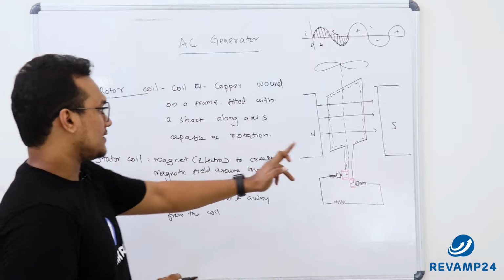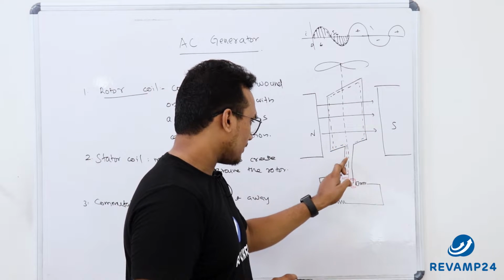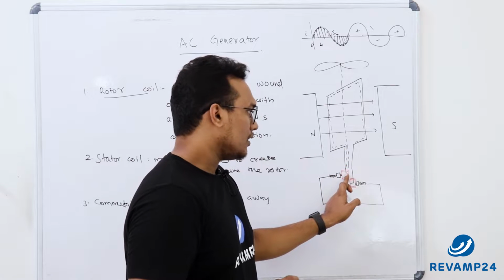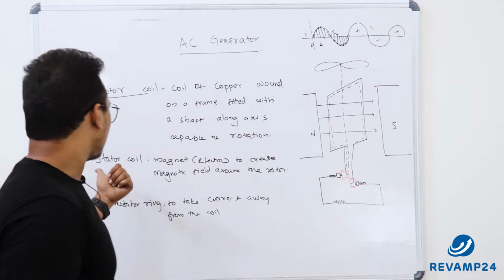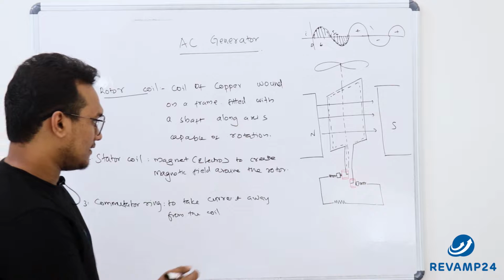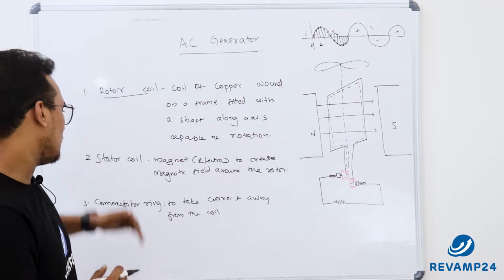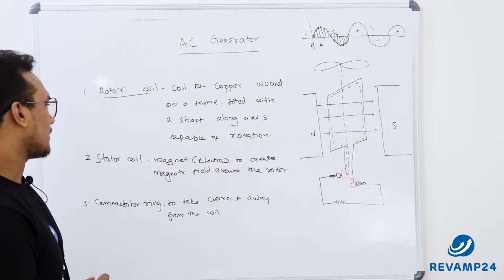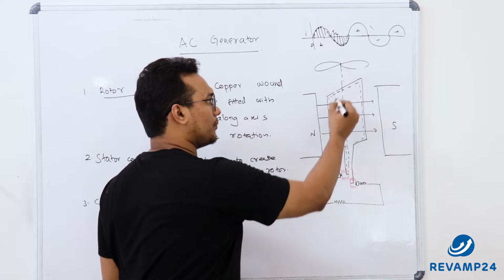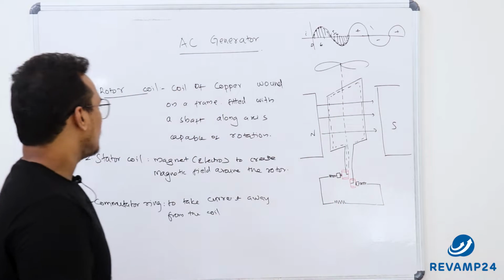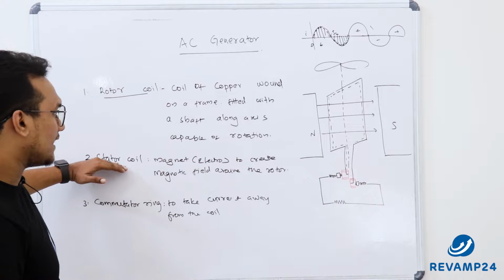Now see, this is a coil, and one of its ends is attached to a commutator ring. This is called the commutator ring. I will explain the purpose of the commutator ring after the stator coil. So this one is just a copper coil. Now the next one is the stator coil.